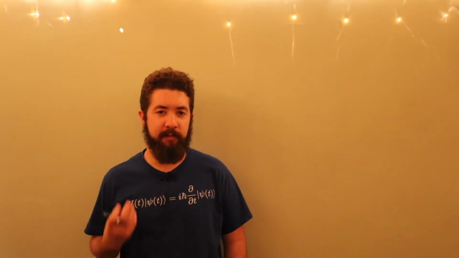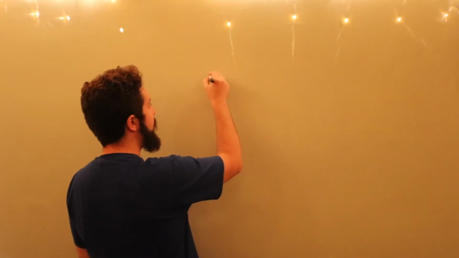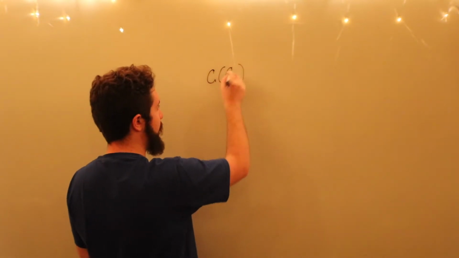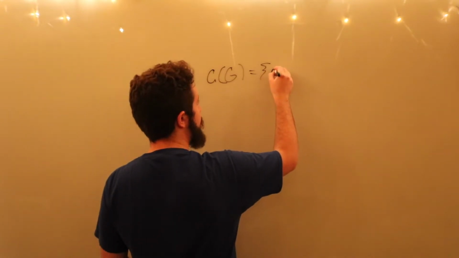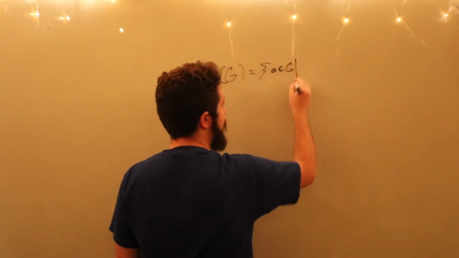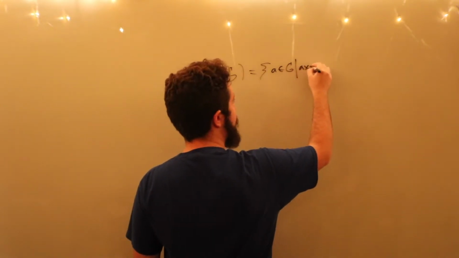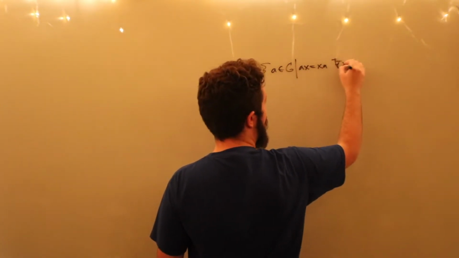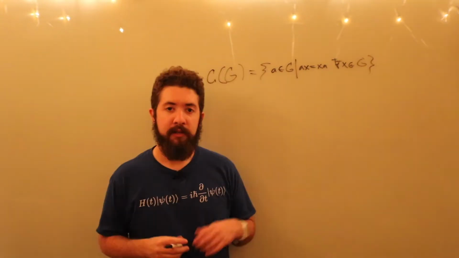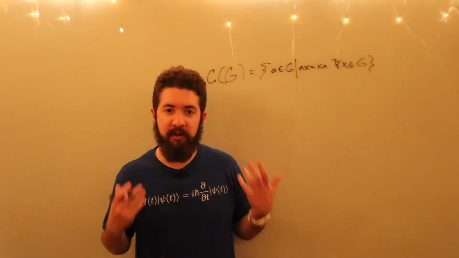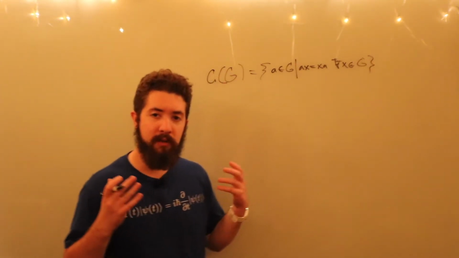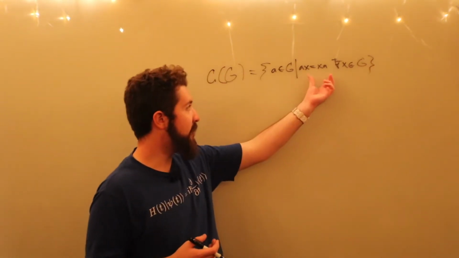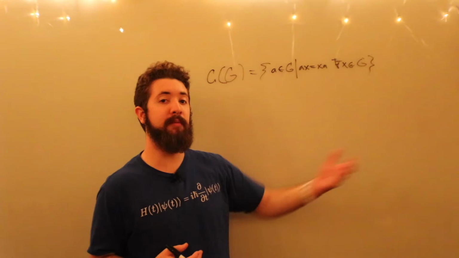All right, I'd also like to tell you about something called the center of a group. It's an important subgroup. So the center of a group G, which I'm going to denote C of G, is going to be equal to all the elements A in G such that AX is equal to XA for all X in G. Groups for which the commutative property always holds are called abelian groups, but a group need not be abelian. But there is an important subgroup such that each element commutes with every other element of the group.